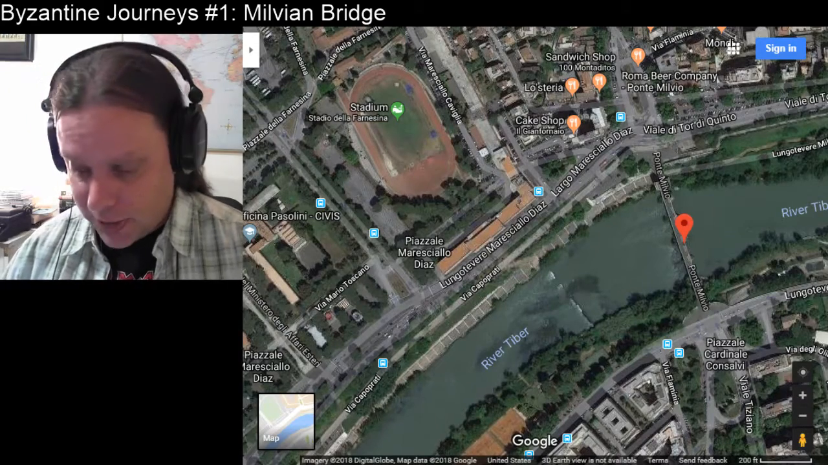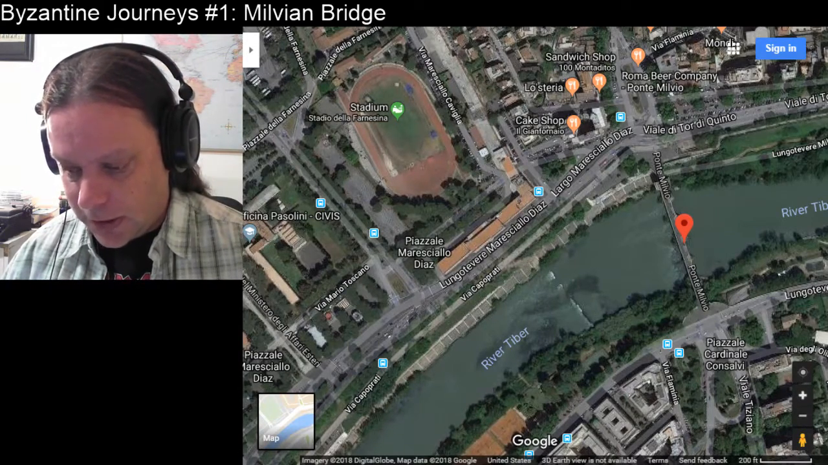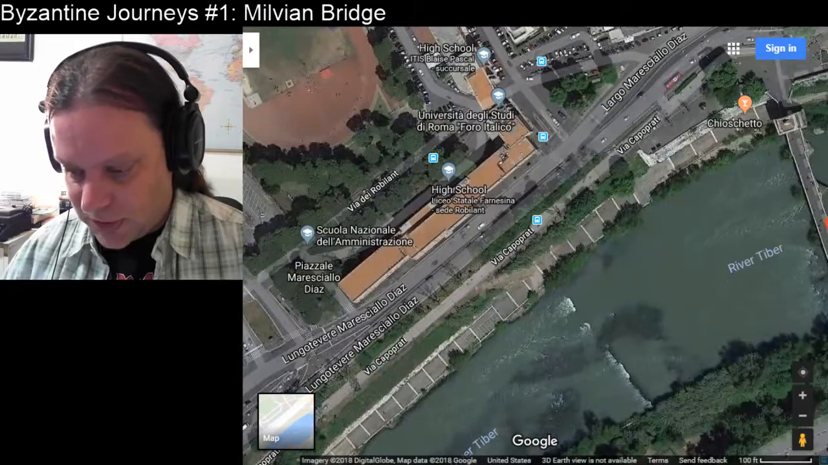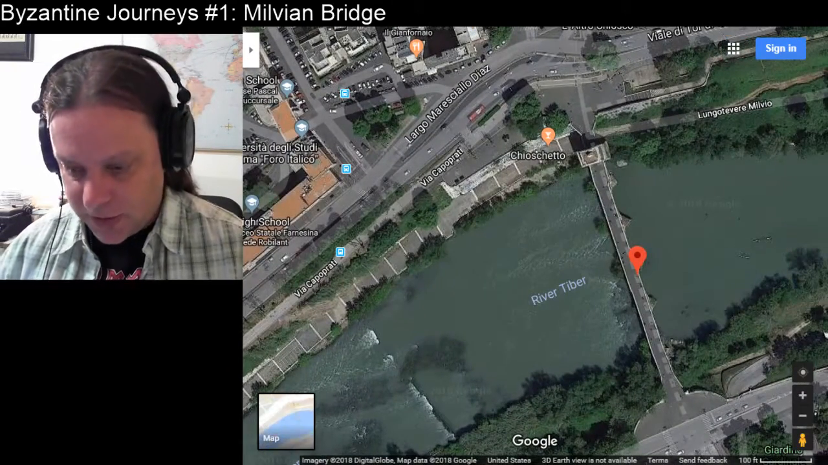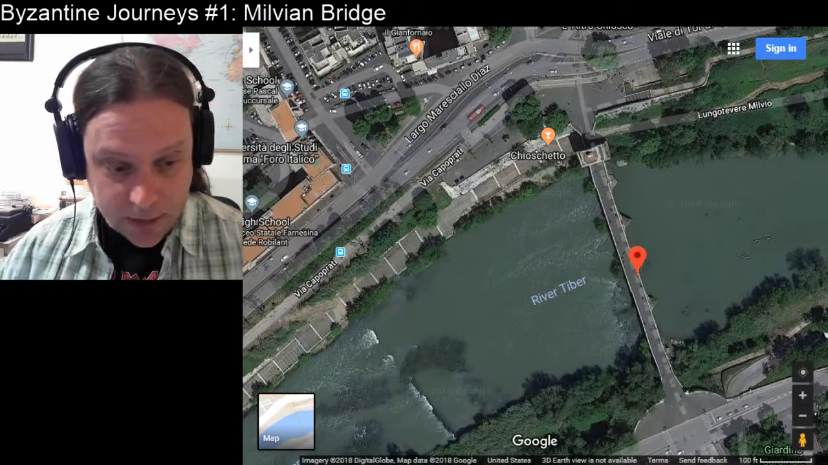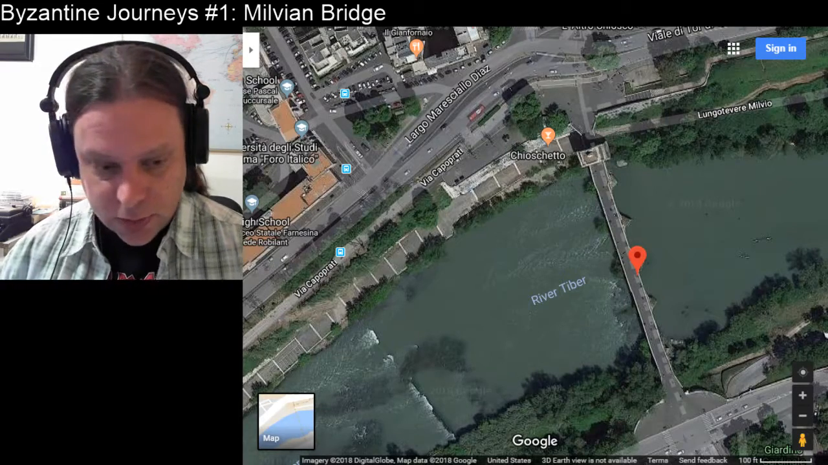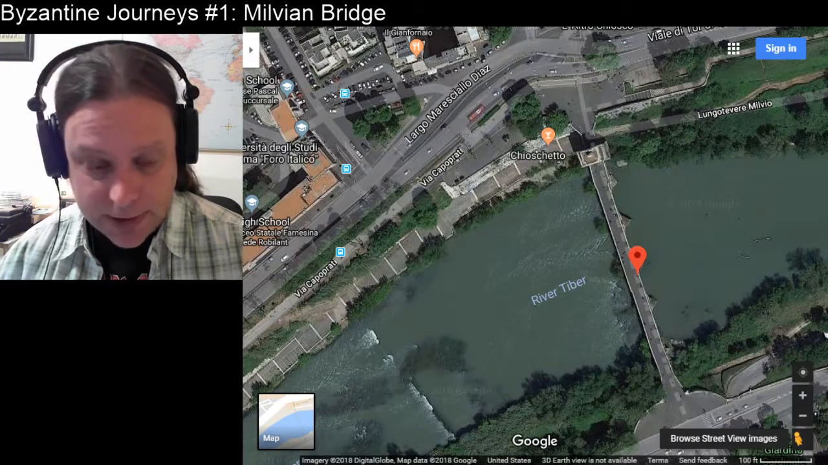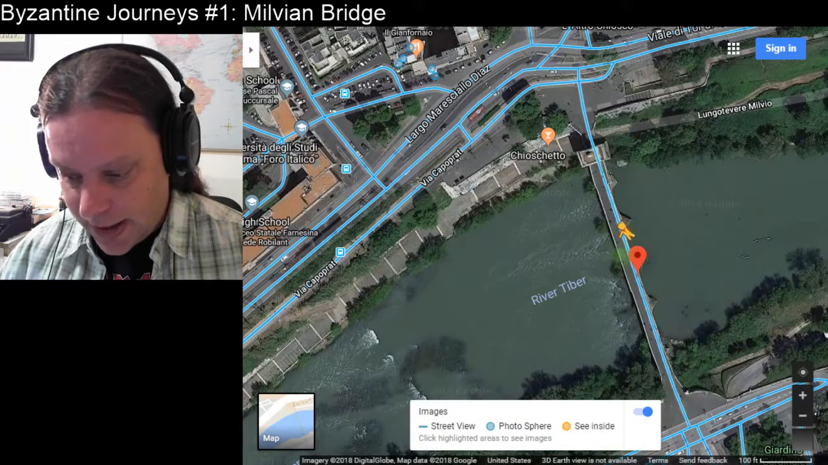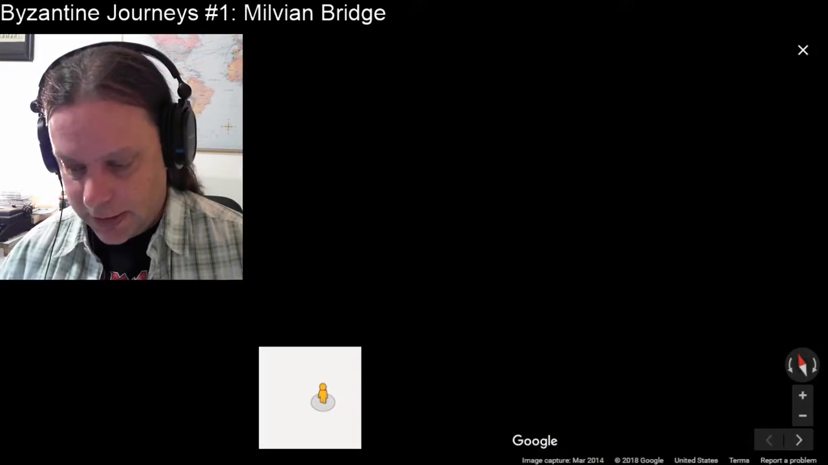This is Milvian Bridge, also known as Ponte Milvio in Rome. This is the River Tiber, and this is really where Byzantine history begins. A great battle occurred here on October 28th, 312 AD, or CE. And the background of this battle is kind of complicated.